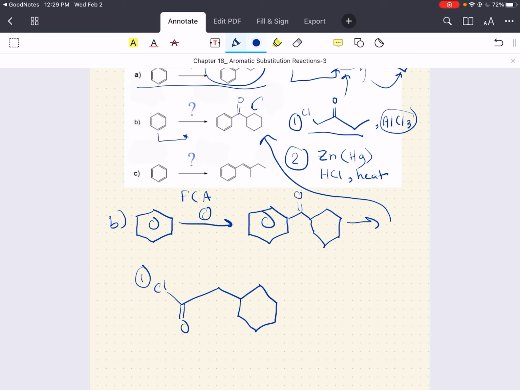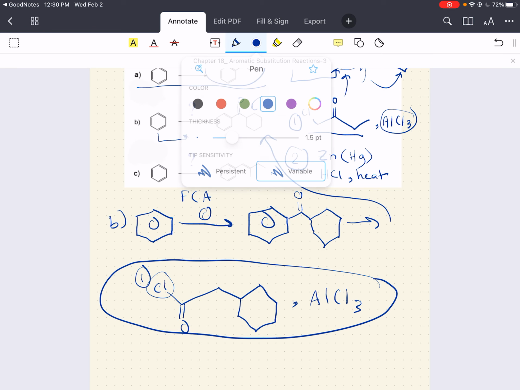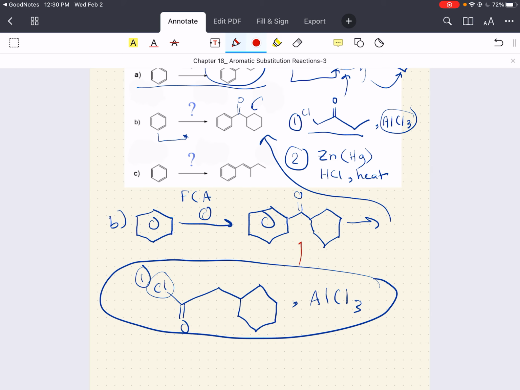With a, and then add a halogen group here. That's going to serve as some leaving group, and aluminum trichloride. So we treat the benzene ring with these reagents to get this product right here. All right, through Friedel-Crafts acylation, we get this product right here.